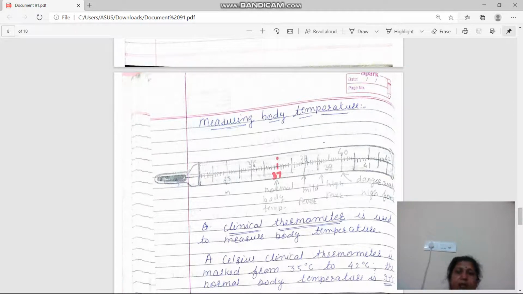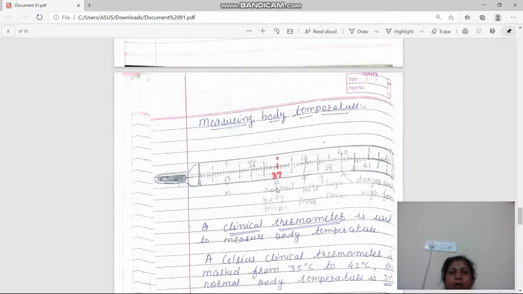I think everyone has a thermometer at home and everyone has seen it. What is used here? It's mercury, right? It is silver in color, right? So see here how it is marked. It is in Celsius, right?